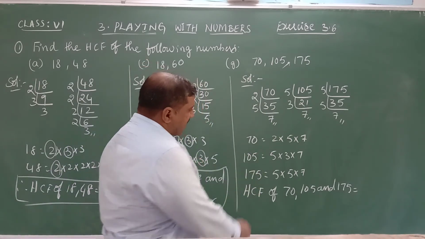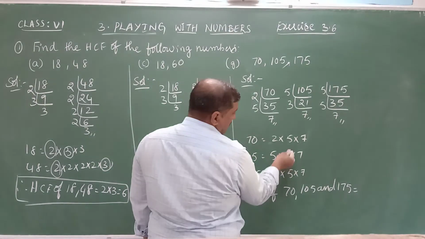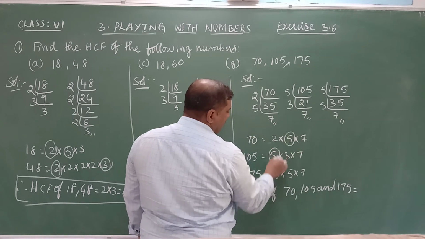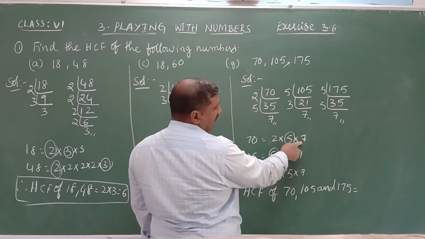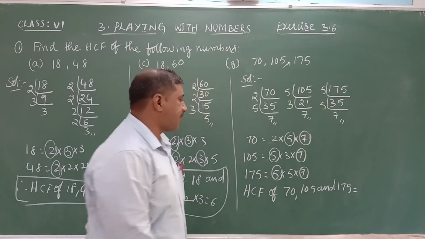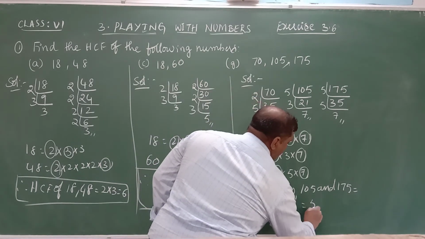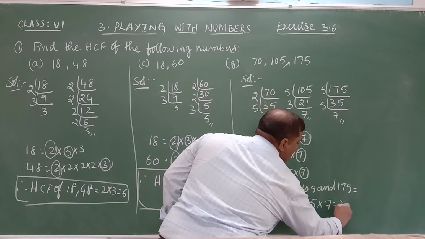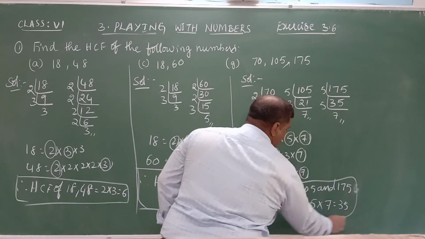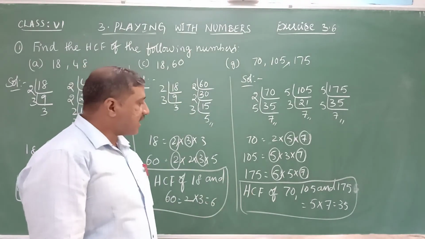Identify the common factors. Here we have 2, and no, 2 is not a common factor. Here 5, 5 and 5 is there for the 3 numbers. 5 is one common factor, and 7 is there. 7 is a common factor for all the 3 numbers. So here we have 2 common factors, that is 5 and 7. 5 7s are 35. So the HCF of 70, 105 and 175 is equal to 35.